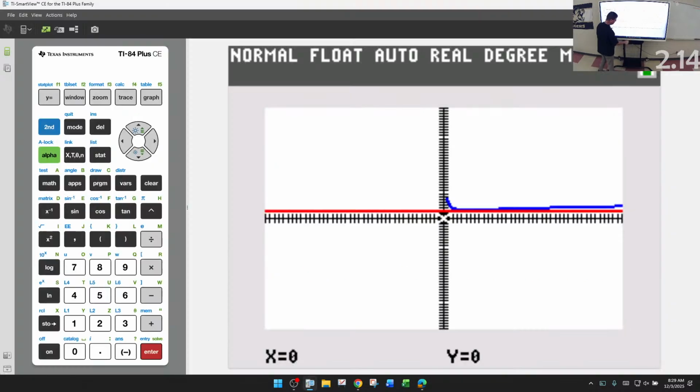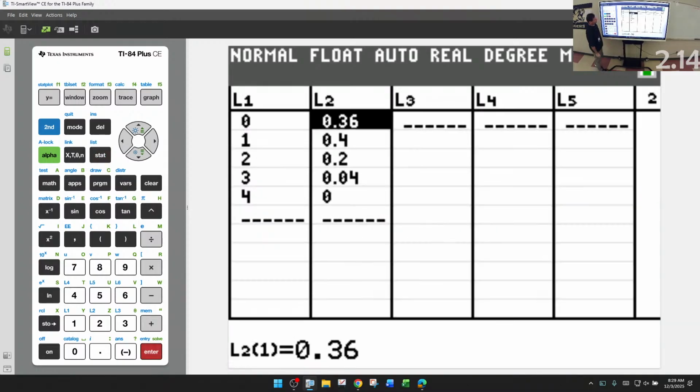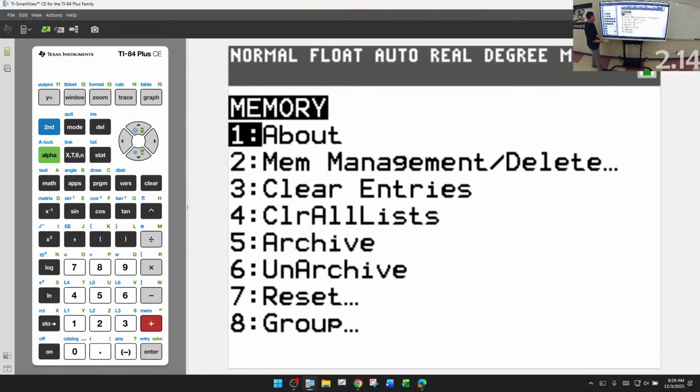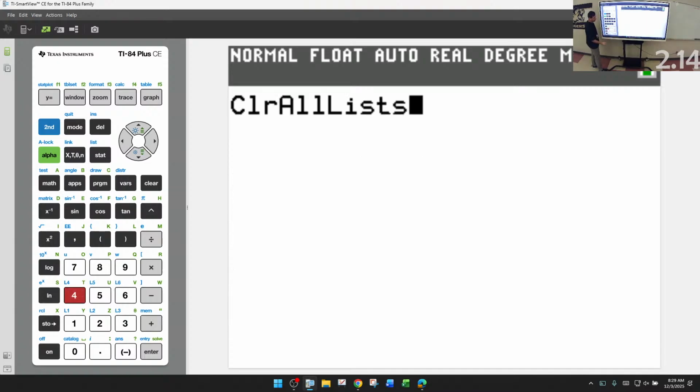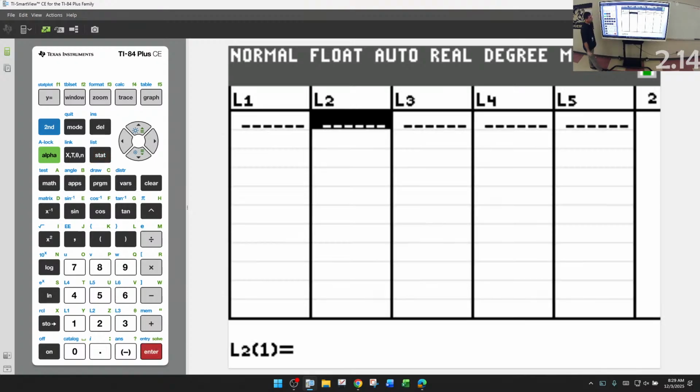So you're going to go to your TI, or you're going to go to Desmos, whichever one you feel more comfortable with, and you're going to go to Stat Edit. And I bet I got stuff in there. I do. So I'm going to go to Stat Plus, and I'm going to clear all my lists. Clear all my lists, 4, Enter. Now I got Stat Edit. Beautiful.